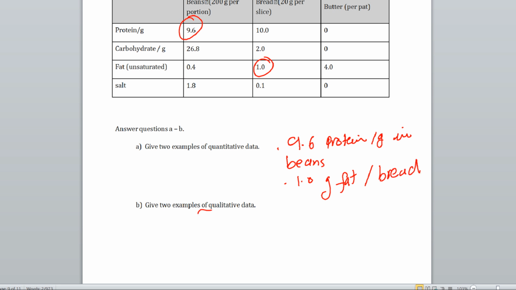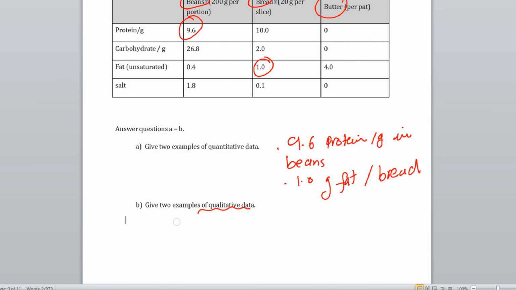Give 2 examples of qualitative data. Qualitative data could be the nutrient itself. Okay, if I say beans, butter, bread, these are qualitative data.